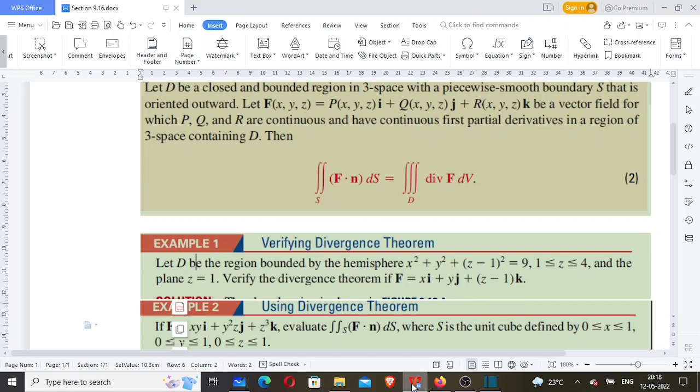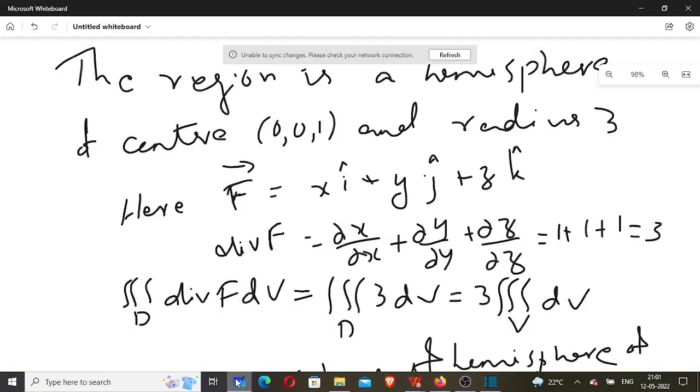Now we can verify the divergence theorem. Let's do the problem now. So our region is a hemisphere of center (0, 0, 1) and radius 3. Here F is given as xi + yj + zk. So div F is equal to ∂F1/∂x, which is ∂x/∂x + ∂y/∂y + ∂z/∂z, which is equal to 1 + 1 + 1, which is equal to 3.